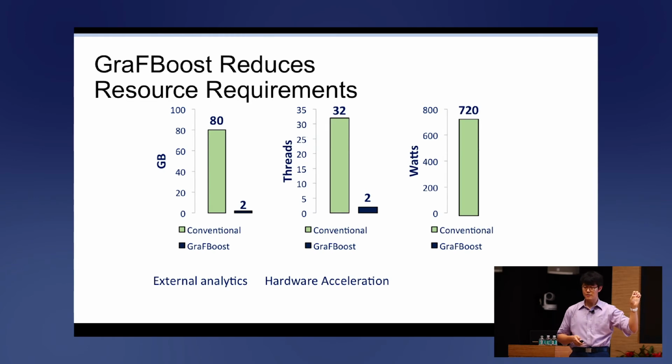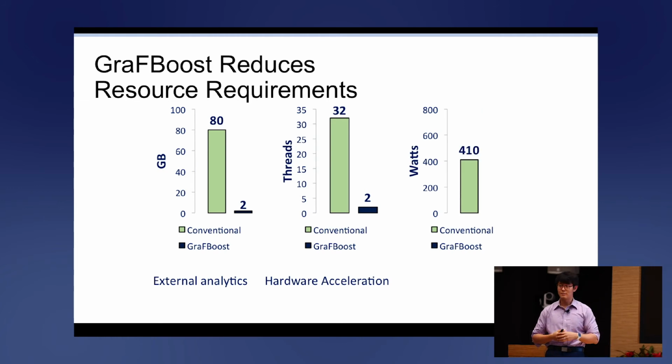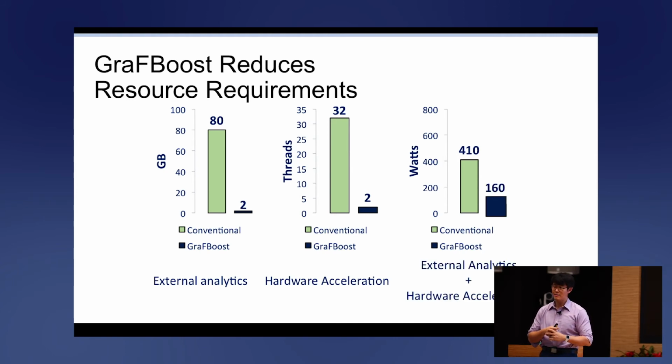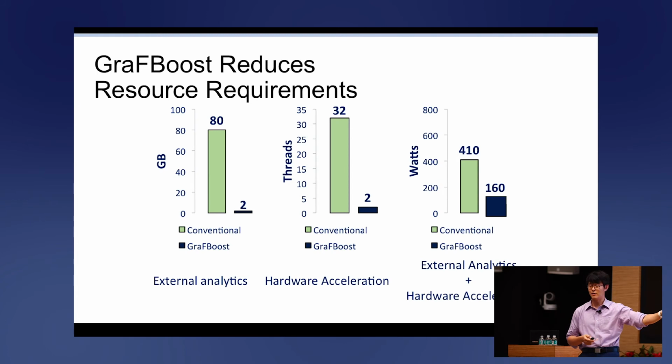But once we went to semi-external algorithms, existing semi-external algorithms, which used flash in a slightly smarter way, even conventional systems' power consumption dropped down significantly. But even compared to that, because most of the processing has been offloaded to the FPGA, the power consumption numbers of GraFBoost was actually, again, significantly smaller than conventional systems.